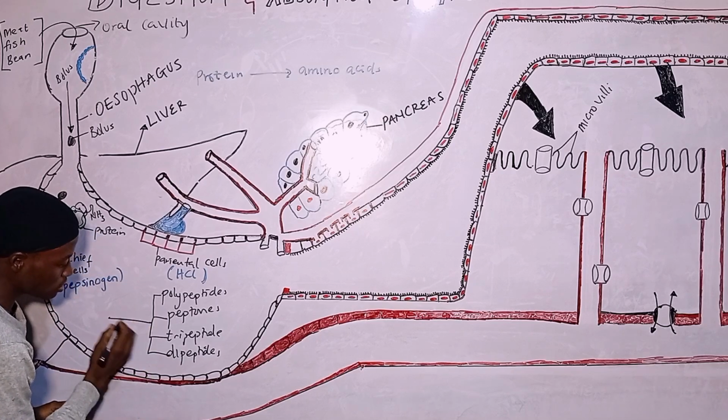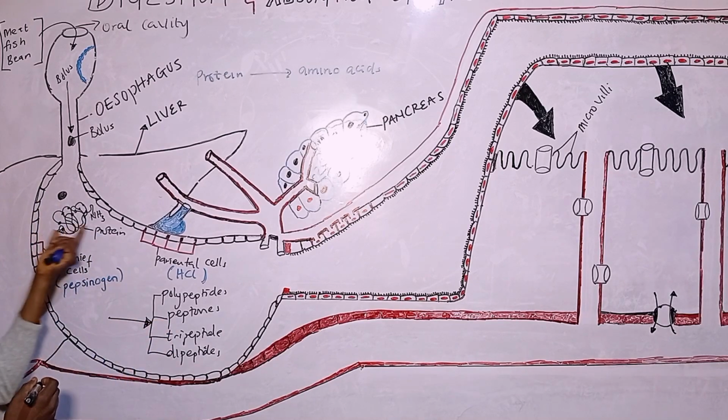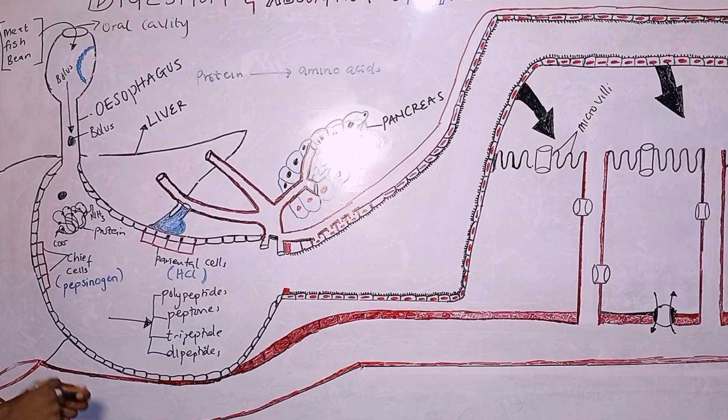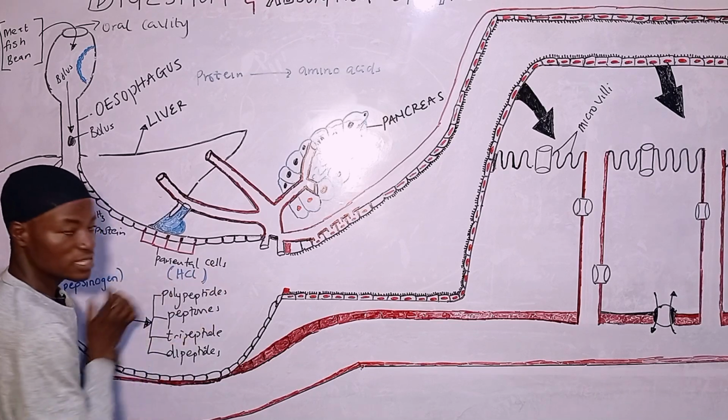These are actually called derived proteins. Why? Because they are derived from the digestion of the proteins that we have here, right? Now let's go ahead and look at what's going to happen here. Now the chief cells release pepsinogen, while the parietal cells release hydrochloric acid.